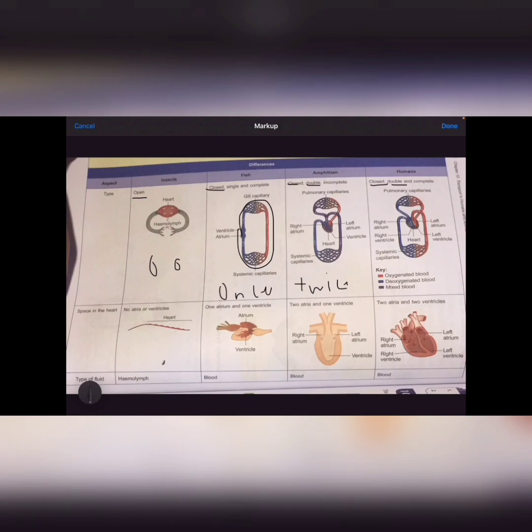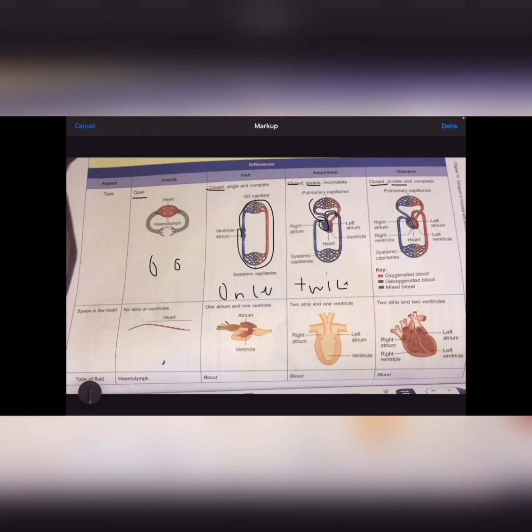As we can see from the picture here, blood from the heart goes to the pulmonary capillaries, then back to the heart again, then goes to the systemic capillaries. Same for humans. As for the number of heart cavities, insects have no atria or ventricles. The heart of an insect is made up of many cavity segments.